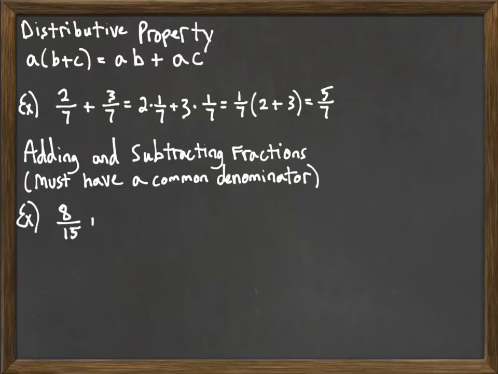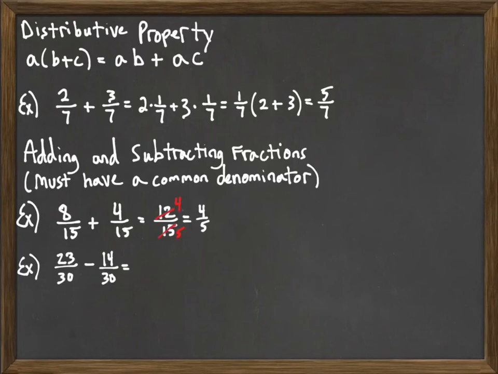So let's consider an example here. Here we have the fraction 8/15 plus 4/15. Since they do have a common denominator, we can go through and simplify. 8 plus 4 is 12, so it'll be 12/15. And then, just like we did in the previous video, if you can, we want to go ahead and reduce. And so in this case, we can divide a 3 out of both 12 and 15, which leaves us with 4/5.